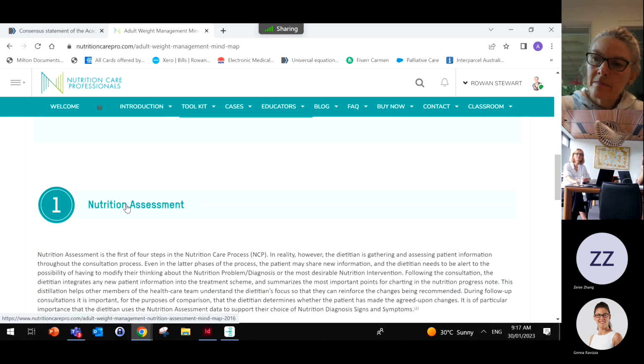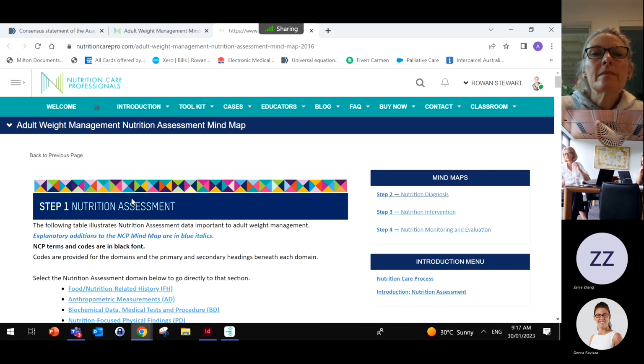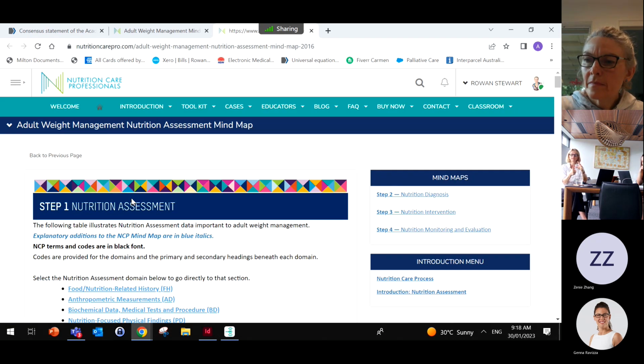To access the mind map, the mind map breaks down the nutrition care process steps: assessment, diagnosis, nutrition intervention, monitoring and evaluation. It breaks them down and reveals to you the different aspects of each one of those steps that the dietitian needs to know for the clinical condition that they are looking at in the case study.